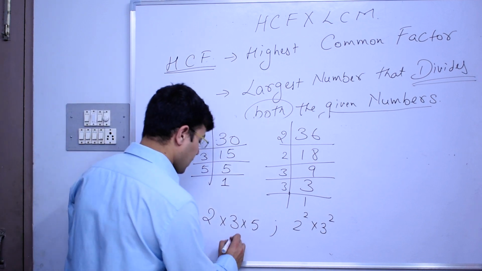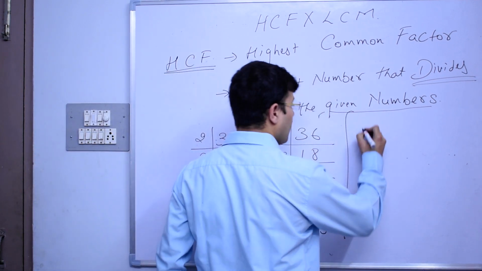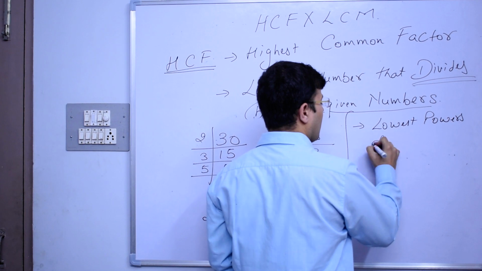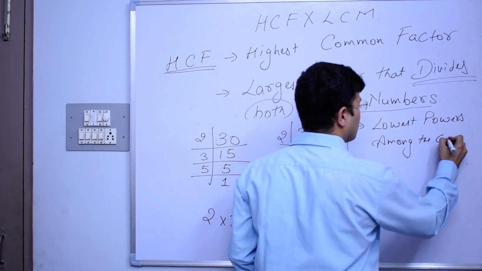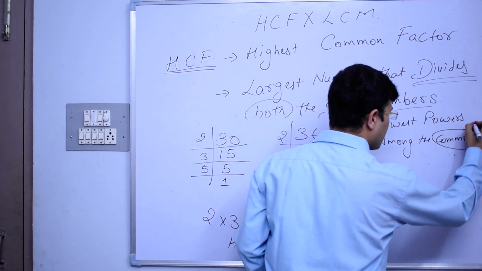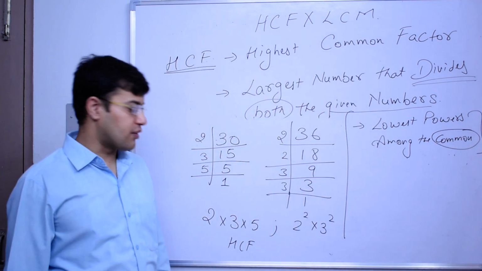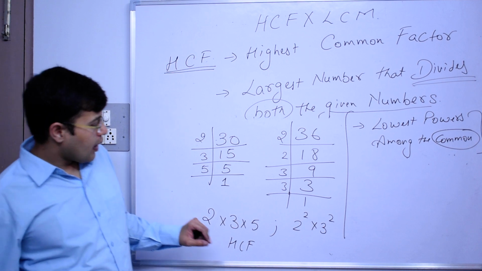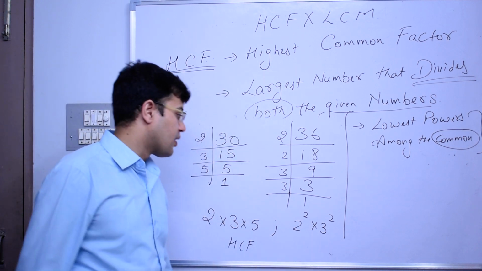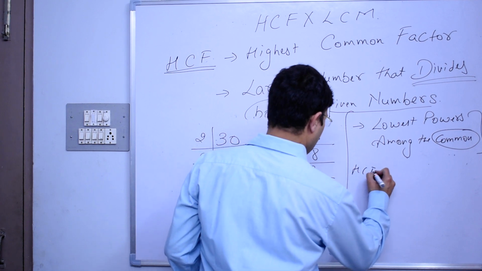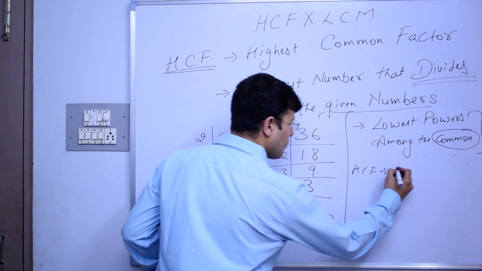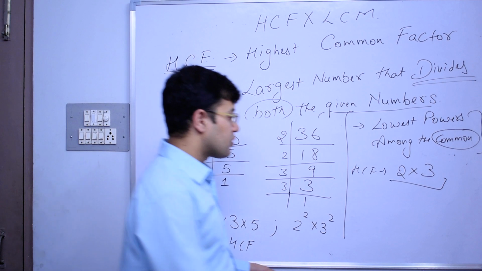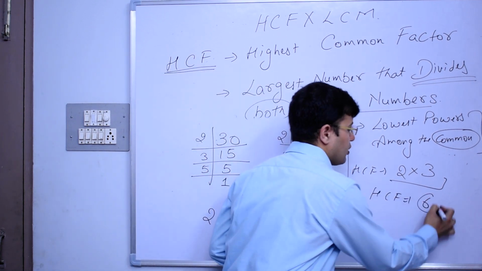Now since we are finding the HCF, we will choose the lowest powers among the common terms, and only common terms are to be considered. Uncommon terms we are not going to select. The prime factorization yields 2, 3 and 5 on one side, and 2 square into 3 square on the other. HCF: 2 is common to both, and between 3 square and 3 we choose the smallest one, that is 3. So the HCF should be 6.